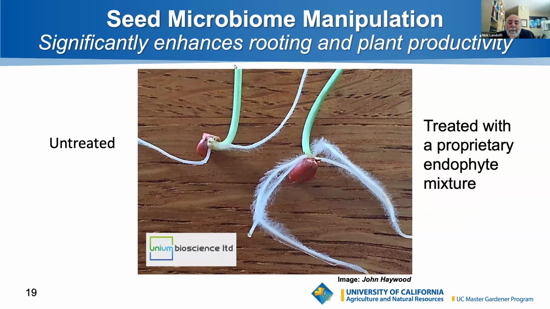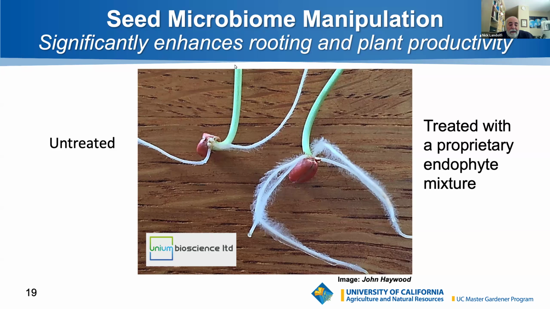Here is an example of the potential of seed microbiome manipulation. Unium Biosciences is a plant biotechnology firm in England that has a suite of products that serve the agricultural industry. One of the areas in which they are active is seed microbiome manipulation. This slide shows the results of one such manipulation. On the left is an untreated seed. On the right is a seed that has been treated with a proprietary mixture of endophytes.